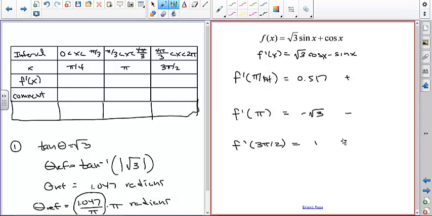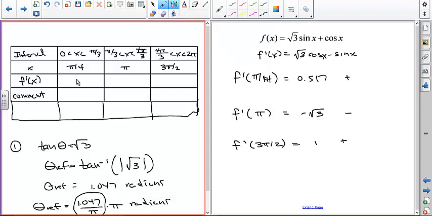So we stick those in our table. Positive, negative, positive. When it's positive, it's increasing. When it's negative, it's decreasing. When it's positive, it's increasing. So if we draw little lines here, you see that we have a maximum here because that's the top of the hill, and we have a minimum there because it's the bottom of the hill.